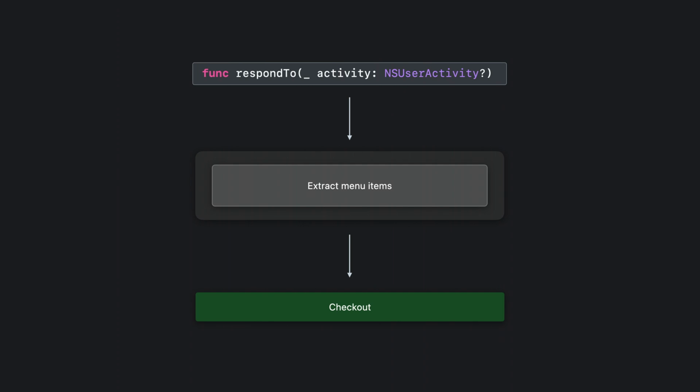Perhaps you respond to that user activity by extracting restaurant menu items from the URL to facilitate the customer paying the check at the table. Since this is all code that's shared, you can make changes once and get the benefits in both your app and AppClip.